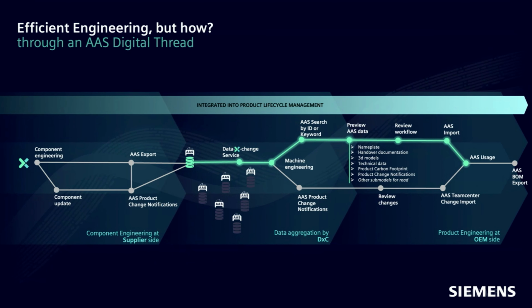To showcase how we see or visualize this, we have come up with a digital thread. This digital thread represents three sides of this value chain. On the left-hand side for me, but right-hand side to you, you see the component engineering or supplier side, where hardware and associated information is being generated. In the middle, you see the data exchange service, which is collecting this information. On the right-hand side for me, left-hand side for you, you see product engineering at the OEM side, who are leveraging or using this information.